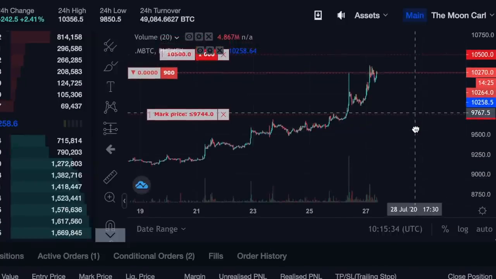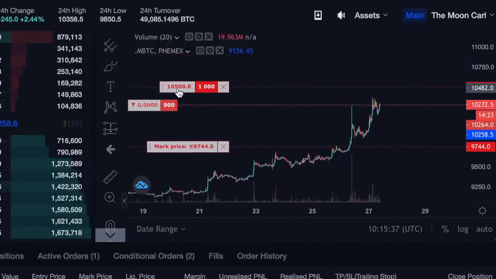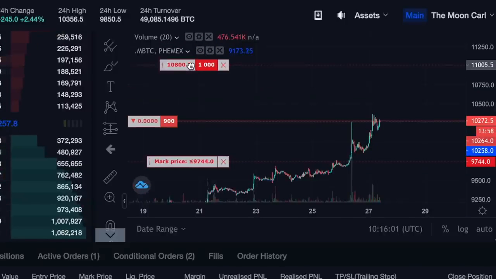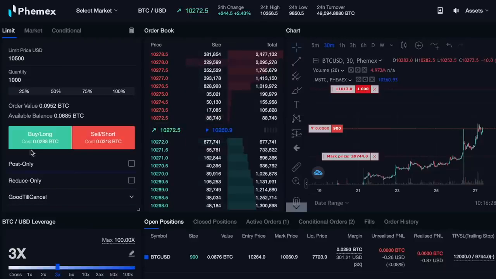And now if we scroll up here, you can see that we have a sell order up here at 10,500. Let's say we want to pull this up to 11,000. Just put it up there, and there you go. Now we're going to sell this position at $11,013 approximately. All right, so that is how you long and short Bitcoin on this exchange.